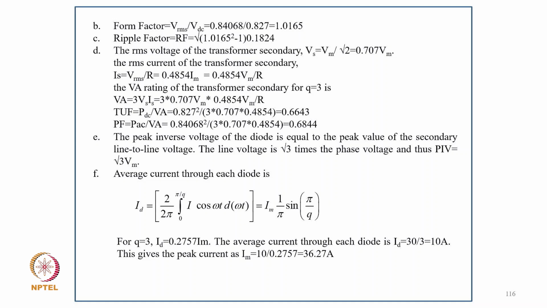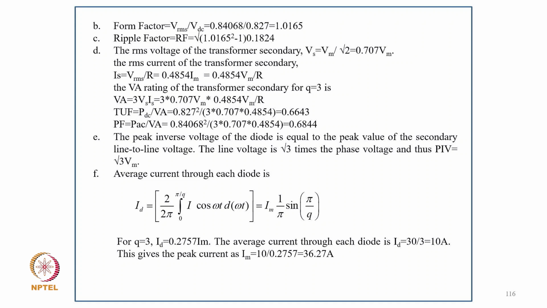The RMS current of the transformer secondary IS is equal to VM RMS upon R, so that becomes 0.4854 VM upon R. The VA rating of the transformer secondary for Q equal to 3 is 3 VS IS, so it becomes 3 into 0.707 VM into 0.4854 VM upon R. So transformer utilization factor PDC upon VA equals 0.6643, and the power factor is PDC upon VA, so it becomes 0.6844.